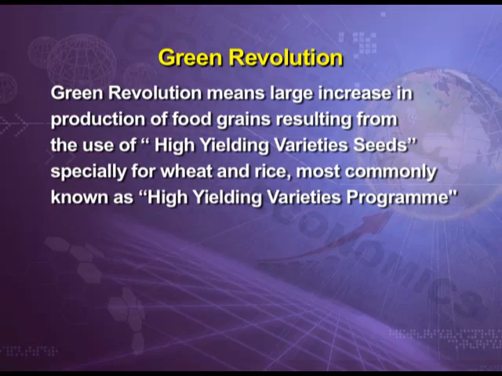Now, the second set of reforms in the agriculture sector was in the nature of technical reforms. Under the heading technical reforms, the concept of the green revolution is studied. Now, the question arises, what is this green revolution? Green revolution means a large increase in production of food grains resulting from the use of high yielding variety seeds, especially for the production of wheat and rice, most commonly known as the high yielding varieties program. High yielding variety seeds means using those seeds which give more return, which give more yield.